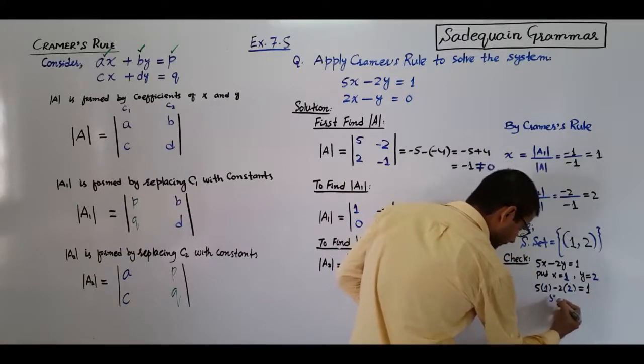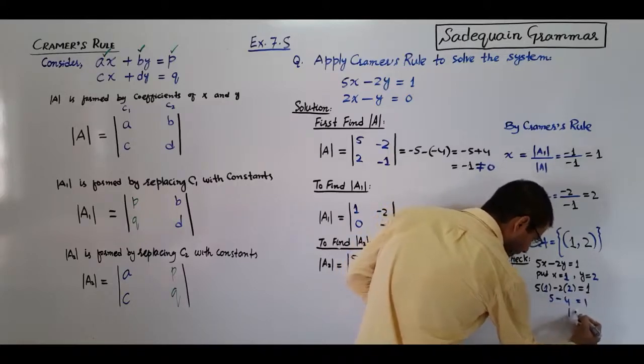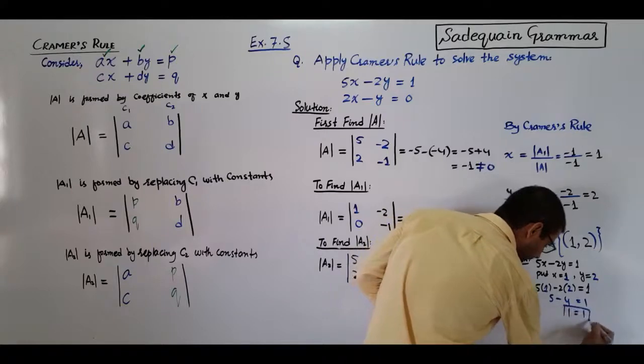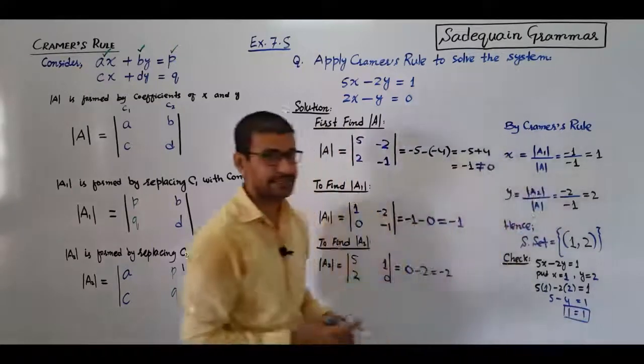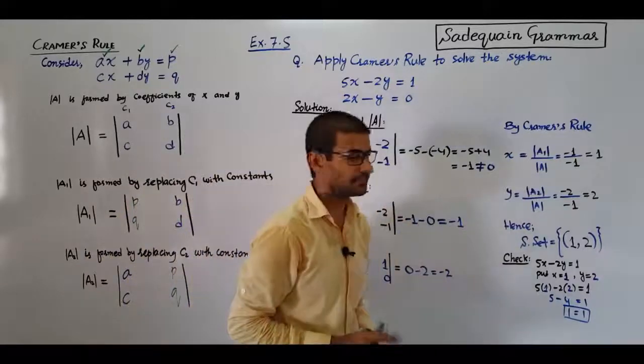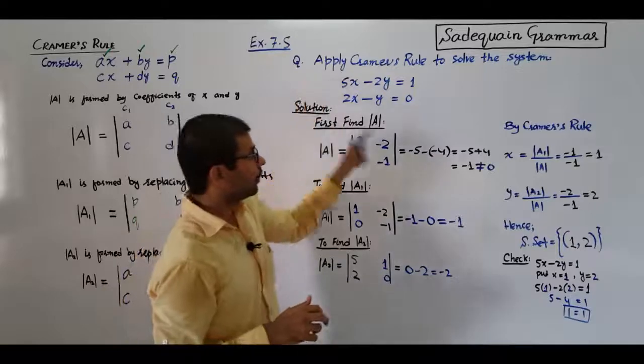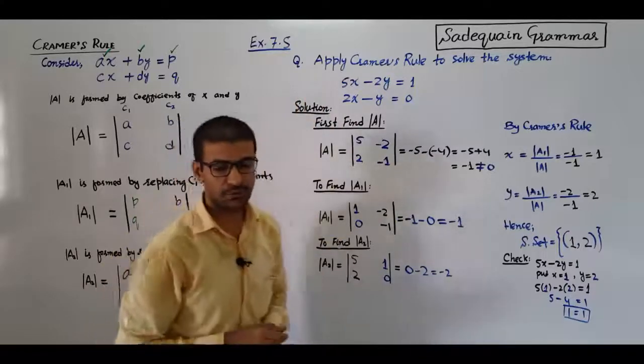5 ones are 5, 2 twos are 4, equals to 1. 5 minus 4, 1. 1 is equal to 1. This statement is true. It means your solution is correct. I hope, students, you have understood the solution of this question by Cramer's rule.